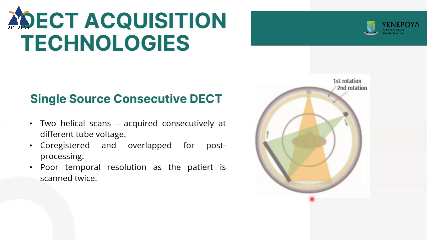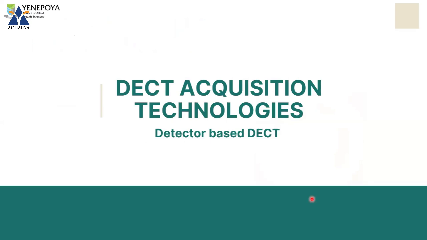Because the data set is acquired in two different ways, or with two different techniques, this will drastically reduce the temporal resolution. Temporal resolution is one of the important things which we call an advantage in spectral imaging. But when you use single source consecutive dual energy CT, this will reduce the temporal resolution, which will not live up to the standards of spectral imaging. These are the types of source-based dual energy CT.